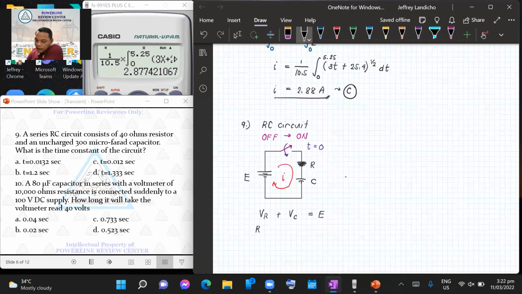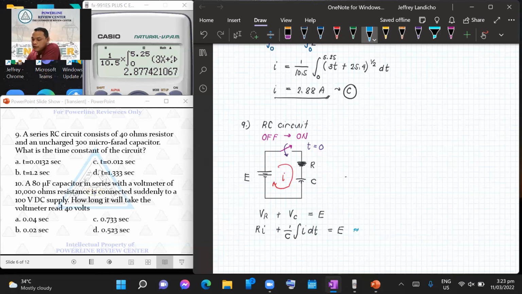So alam natin, voltage drop across R by Ohm's law, R times I. Now, voltage drop across capacitor in terms of current, that is 1 over C integral of I dt. Tama, no? That is the voltage across the capacitor with respect to the current, equal kanino? Source voltage E.